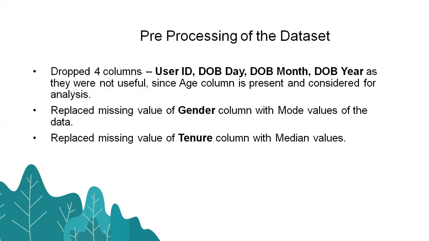Second, I have replaced the missing values of gender with the mode of the data. Since 175 values were missing under the gender column, I have replaced them with the mode. Similarly, under the tenure column, the 2 missing values have been replaced with the median value.